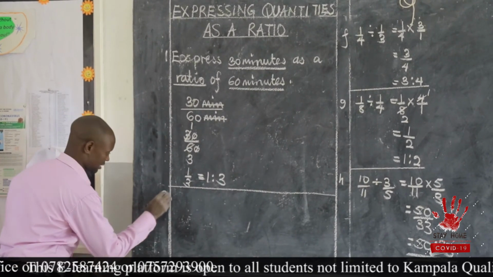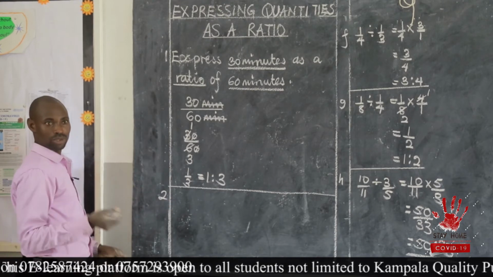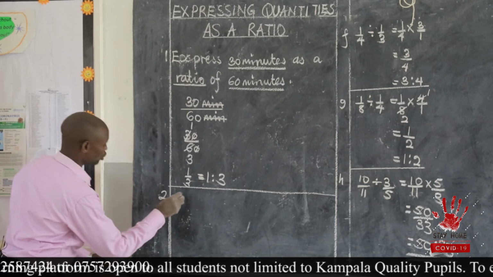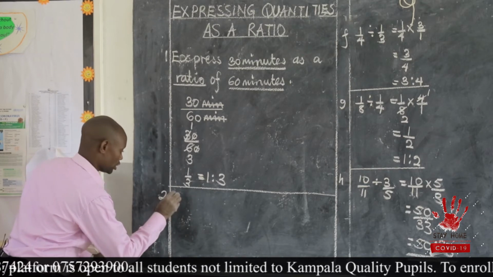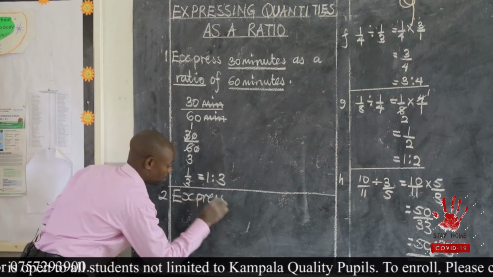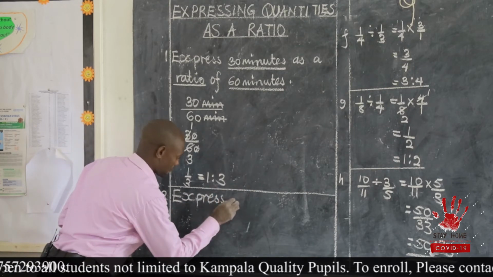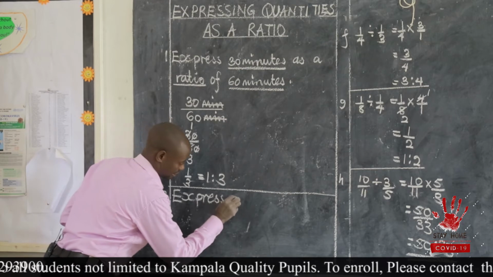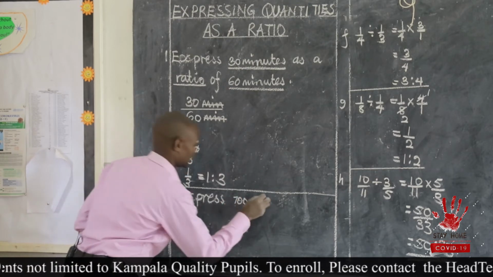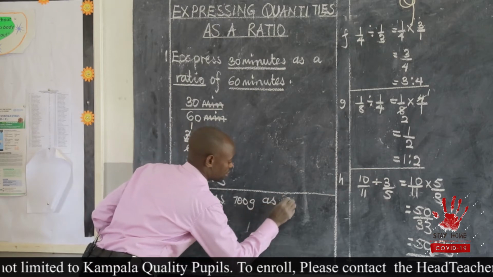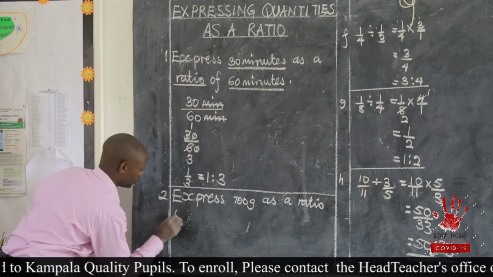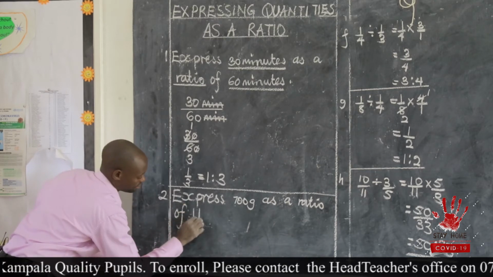Let's look at another example. Let's now talk about kilograms. I've told you we have very many units which we can use. So we are going to express 700 grams as a ratio of 1 kilogram.